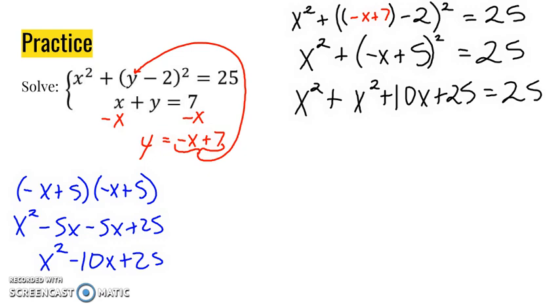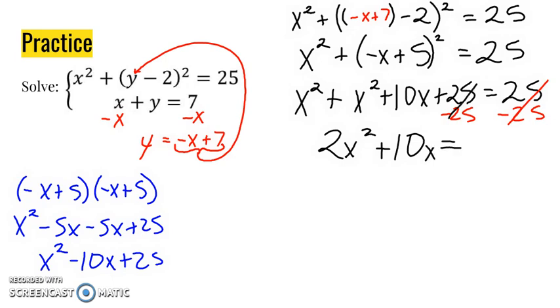Okay? Now, I've got an x squared and an x. The only way I can solve with an x squared and an x is I have to factor. And before I do that, I have to make sure it equals 0. So I'm going to want to subtract 25 so that it cancels on this side. I'm also going to want to add my x squareds together. When I add my x squareds together, I get 2x squared plus 10x. And then I have a positive 25 and a negative 25. Oh, those canceled too. Okay, so really all I have is 2x squared plus 10x equals 0.